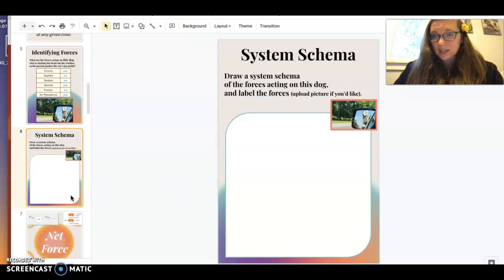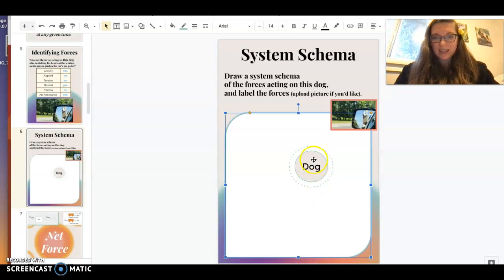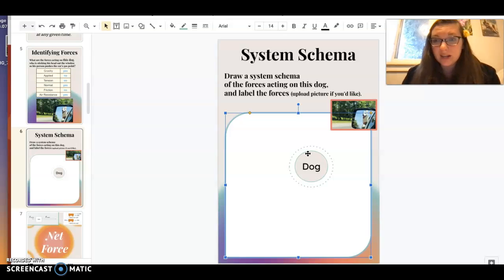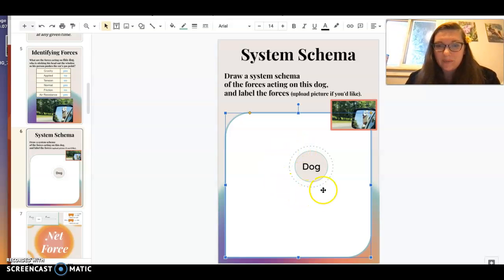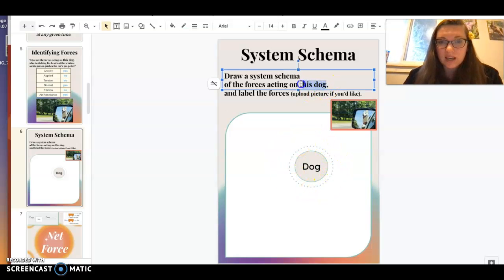If I was going to draw a system schema, it would look something like this. Give me just a second and I will draw this out for you. Okay, the first thing I did in my system schema is make a circle for the dog and put a dotted line around it. It's important to remember, and those of you that got points off on recognizing forces, it was usually because of not knowing about this. You start off with the object of focus, which in this case is the dog. What forces are on the dog? So I made a circle for that and a dotted line around it. Now I'll come back and do some more parts.